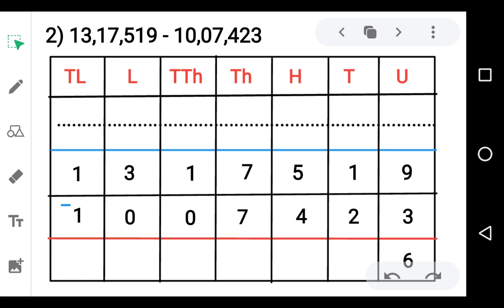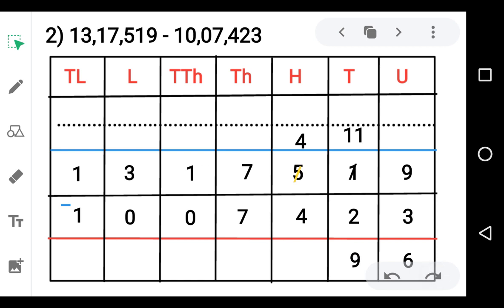Now we have to subtract 2 tens from 1 ten. Can we subtract 2 from 1? No, because 1 is smaller than 2. So we borrow 1 from the 100 place, and in the 100 place we have 5. So 5 becomes a 4, and 1 in the tens place becomes 11. So 11 minus 2, 9 in the tens place.